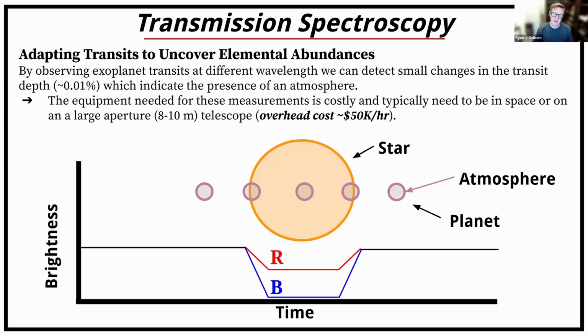The difficult thing about this is that the equipment you need to make these measurements is super costly, and it usually needs to be in space or on a really large telescope. On average, that's about $50,000 an hour you need to spend in order to make these measurements. So you can't really do this on a large scale like we were doing with TESS. You have to be very specific about how that's done.